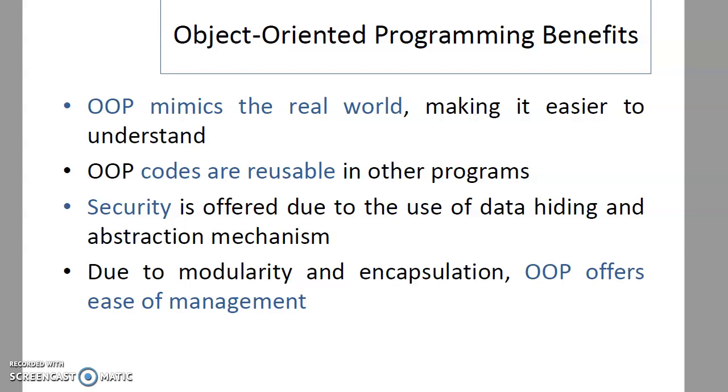So reusability is supported in OOP programs. Security is offered due to the use of data hiding and abstraction mechanisms. So security is also available in object oriented programming using data hiding and abstraction. There are access specifiers which can be used for data hiding, like the private access specifier, which can be used to hide data from the outside world. So security is provided in object oriented programming.